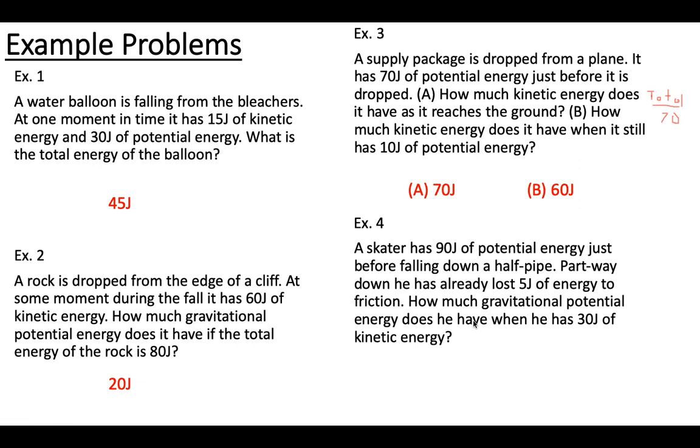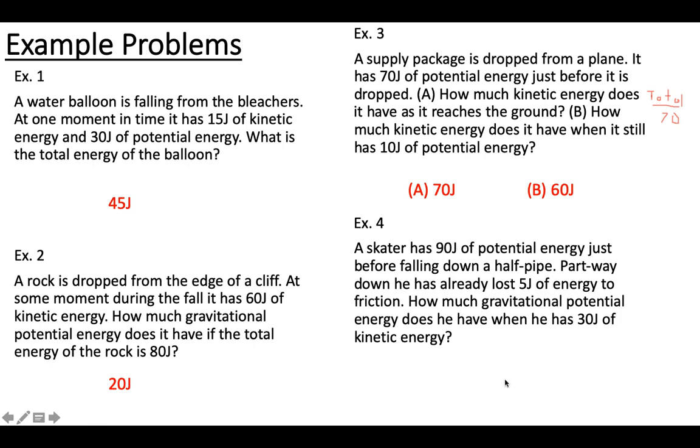So we know that our total is 90. 5 of it went to friction, and 30 of it is kinetic. So basically this is like example 2, except now instead of only having 2 pieces, we have 3 pieces. The friction piece of 5 plus the kinetic piece of 30 plus something, all 3 pieces have to add up to 90.